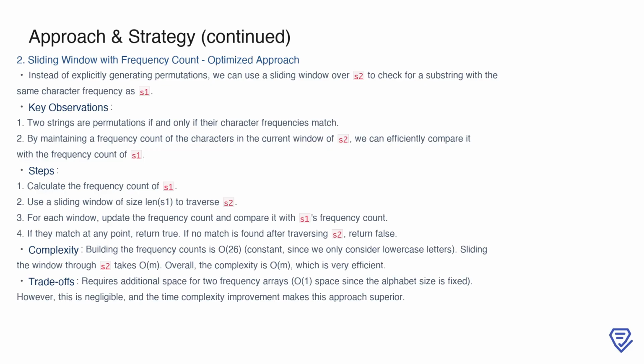This approach is significantly more efficient, with a time complexity of O(m). Calculating the frequency counts is O(26), a constant operation since we only need to handle lowercase letters, and sliding the window through S2 is linear in time. While this method does require additional space for two frequency arrays, this is minimal and constant, making this approach both time efficient and space efficient.